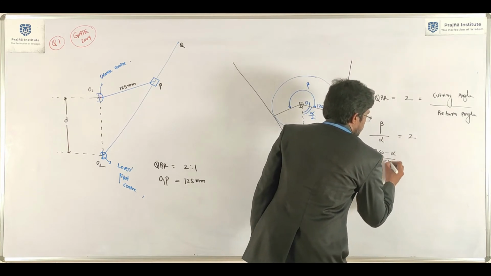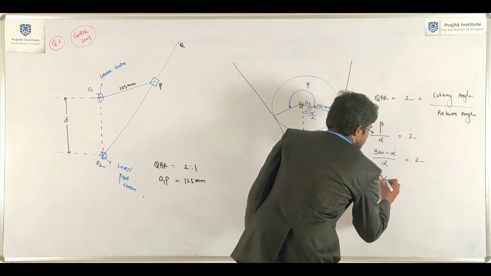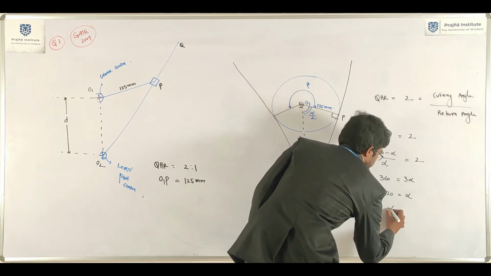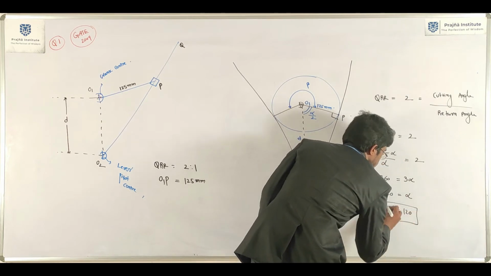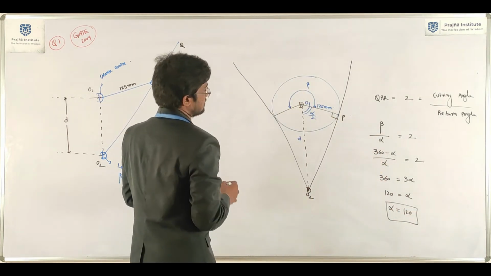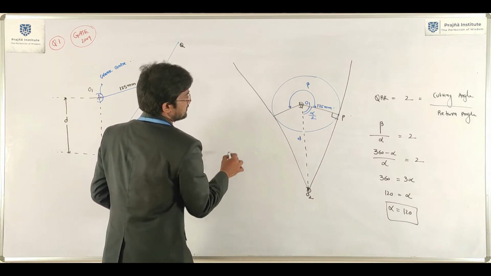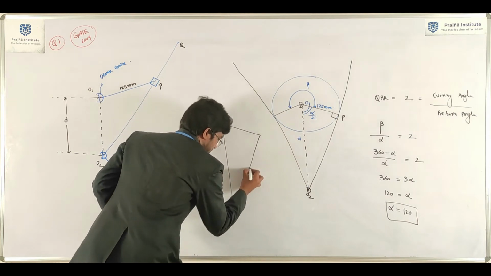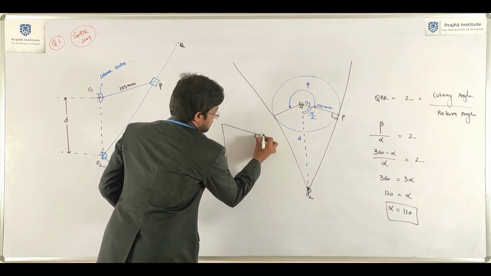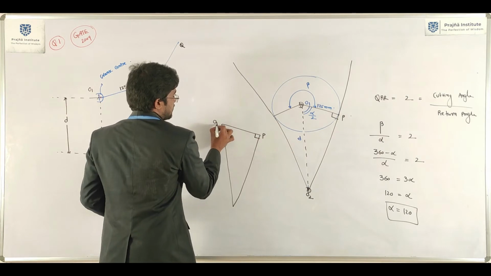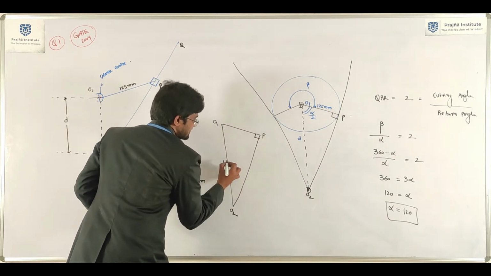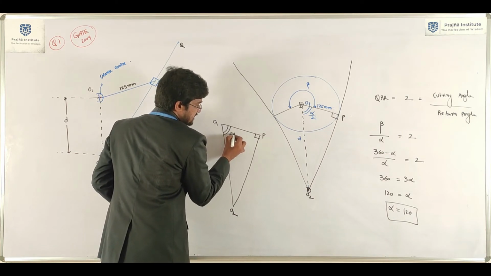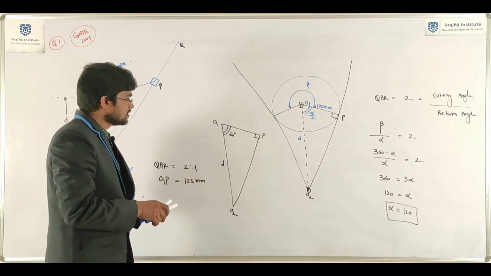(360 minus alpha) by alpha equal to 2. So 360 equals 3 alpha, so alpha is equal to 120. So alpha by 2 is 60 degrees. Take this particular triangle P, O1, O2, with side D. Alpha by 2, from here to here, is of course 60 degrees.